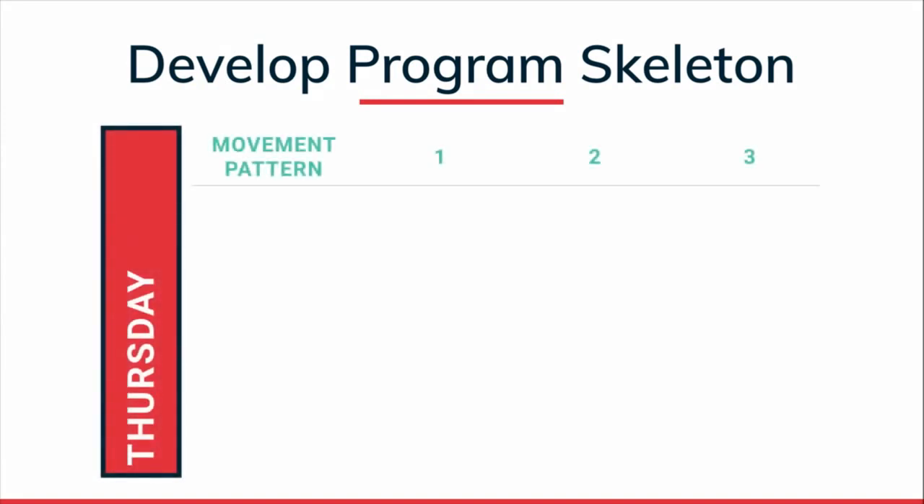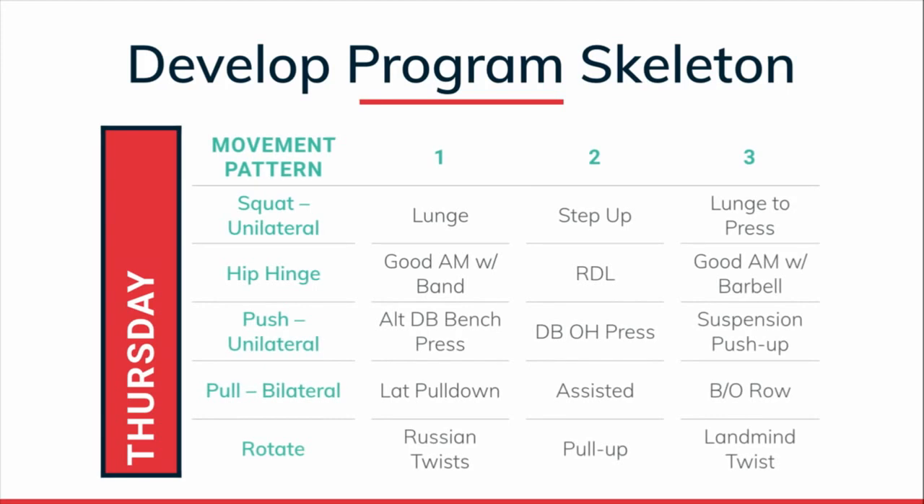Another day of the week, again, movement patterns that I deem important for my client: single leg or unilateral squat, a hip hinge movement, unilateral push, so a 1-arm push, a bilateral pull, and then another rotational ab or core exercise, however you like to coin that. And then once again, weeks 1, 2, and 3. And to keep it very simple, what I would do is week 4 would also be a lunge. It would just be a higher progression, a more challenging lunge.